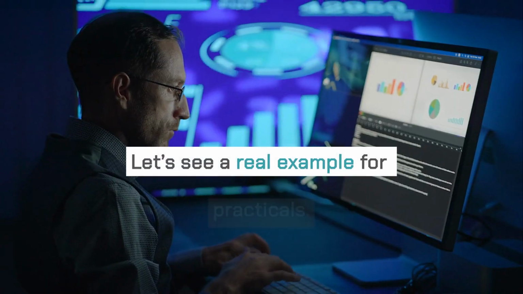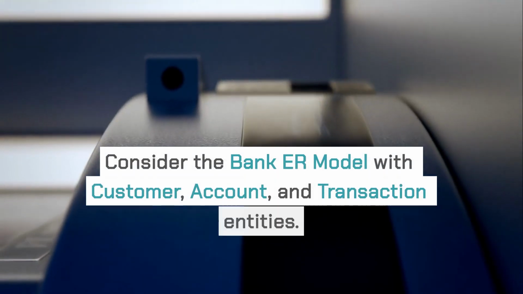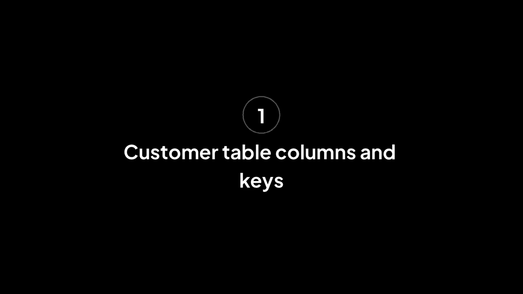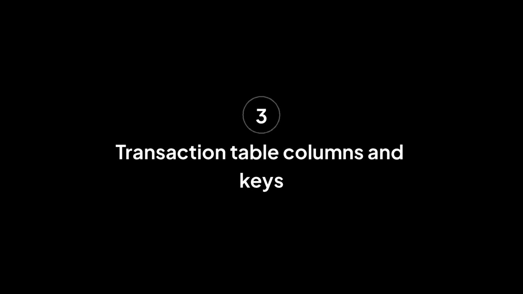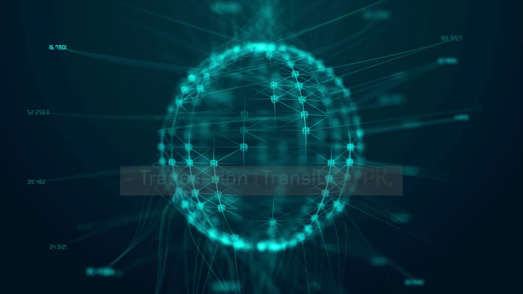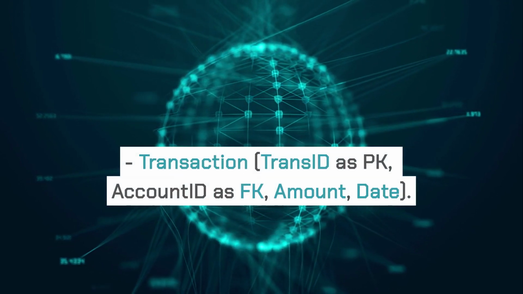Let's see a real example for practicals. Consider the bank ER model with customer, account, and transaction entities. The relational schema might look like this: customer, cust ID as PK, name, phone. Account, account ID as PK, cust ID as FK, balance. Transaction, trans ID as PK, account ID as FK, amount, date.